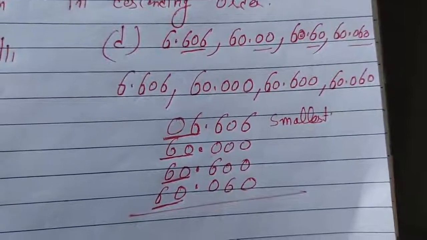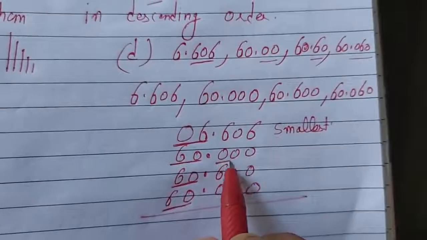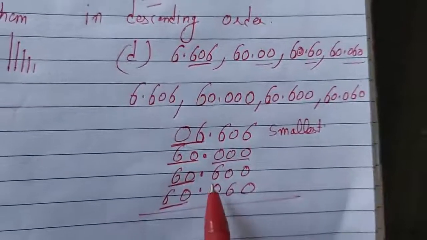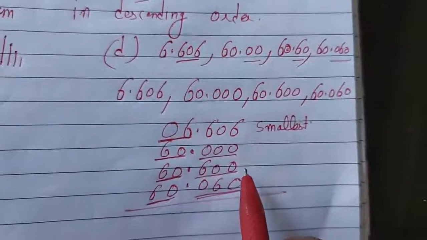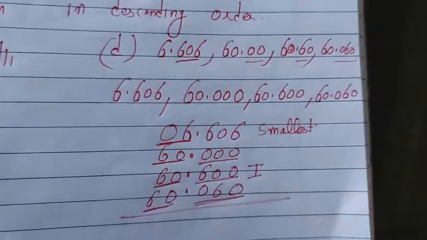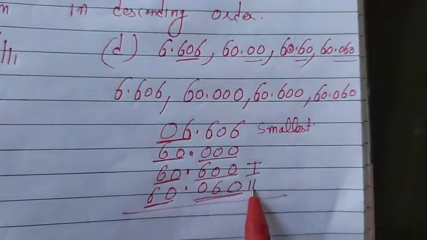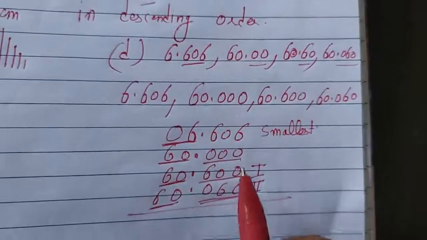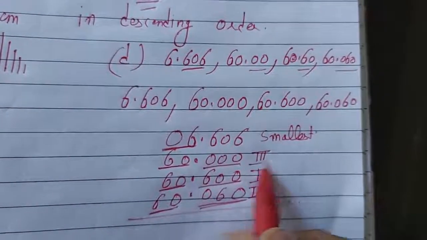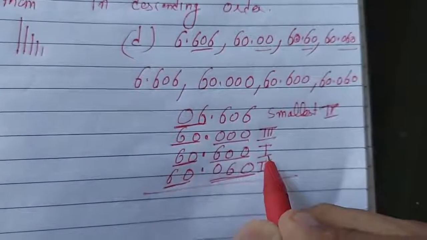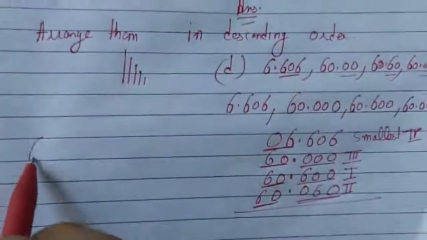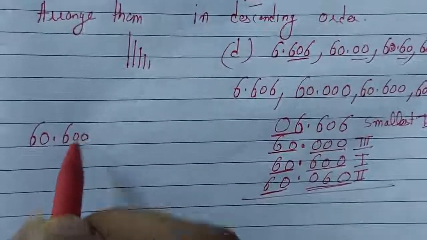So they are equal. But no, here it's 0 0 0, that means 0. Here it is 600, here is 0 60 means 60. So 600 is greater, 60 is less than 600, and 0 0 0 is less than 60, and this is the smallest. So the biggest number is this 60.600. It is the biggest.